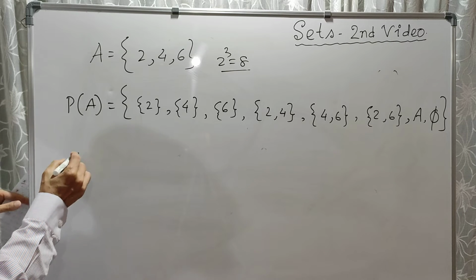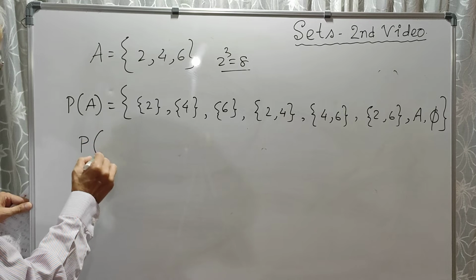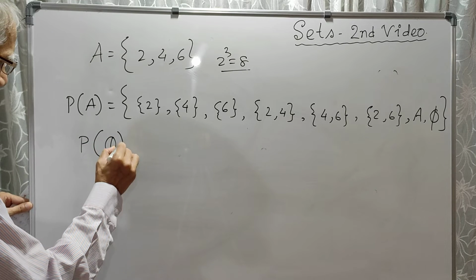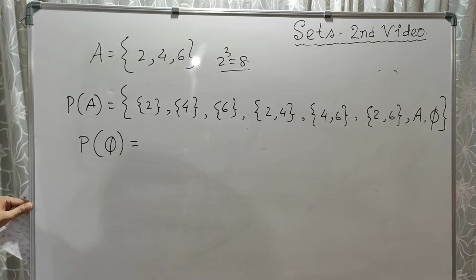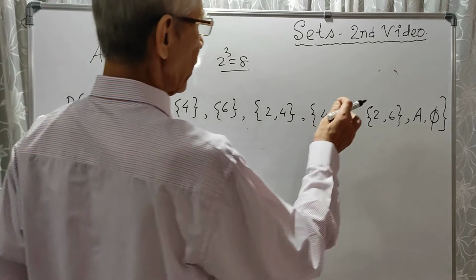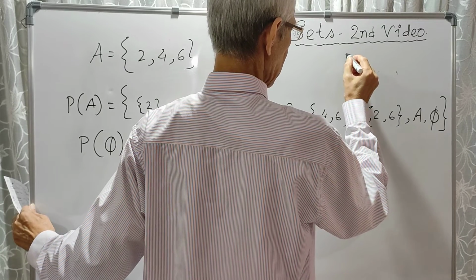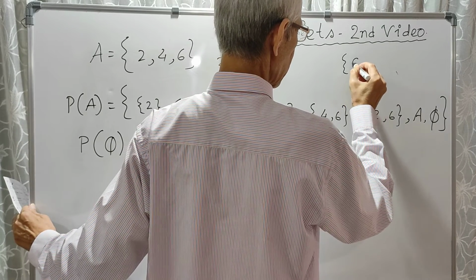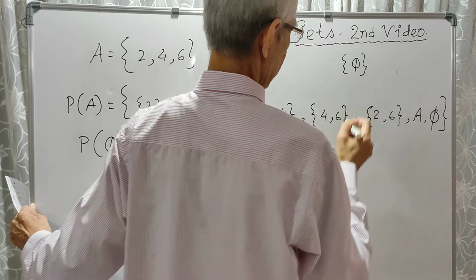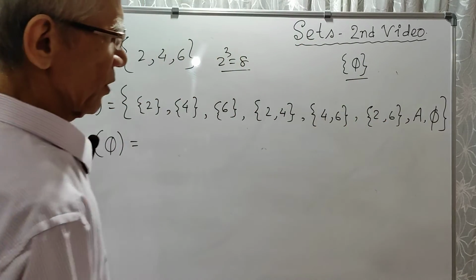Okay. Then what is the power set of the null set? Power set of null set. Now, the null set has only one subset. So I showed you before, this null set has only one subset, this one itself. The null set has only one subset, that is it.